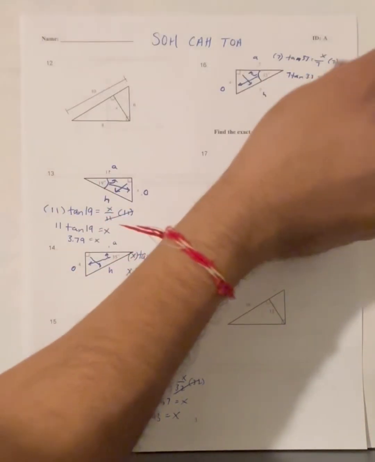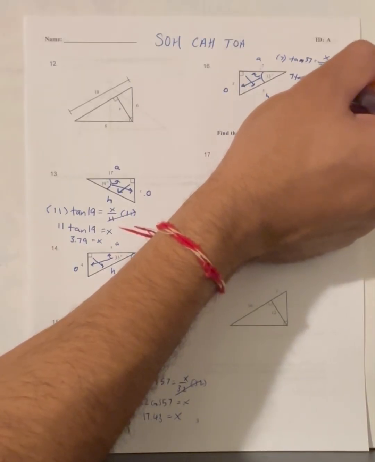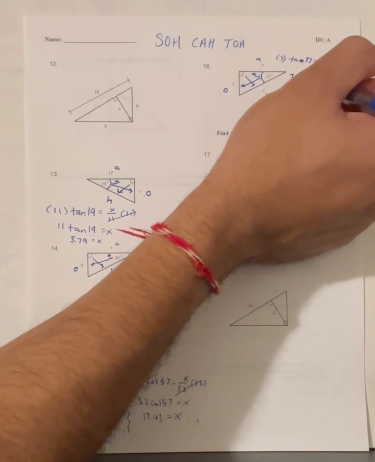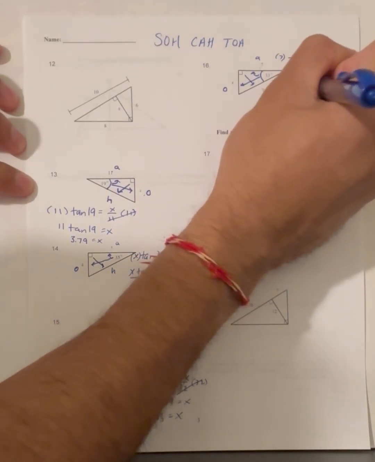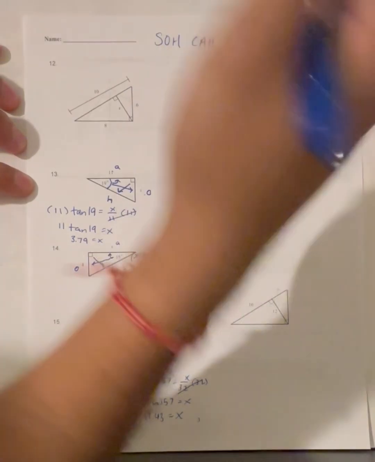Okay, so 33, put that in a calculator, press tangent, then multiply by 7. You get 4.55 equals x. Okay, so that's the first part.